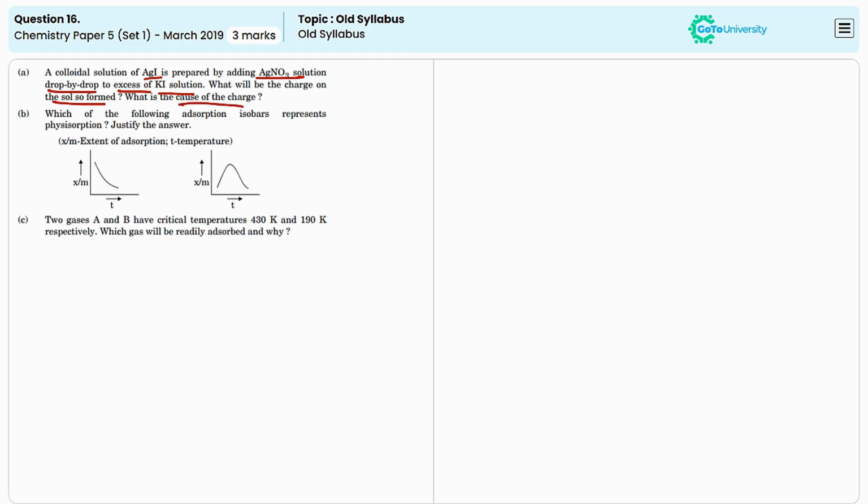When silver nitrate solution is added to potassium iodide solution, the precipitated silver iodide will adsorb the iodide ions from the dispersion medium and negatively charged colloidal particles will be produced. When the potassium iodide is in excess amount, the iodide ions will be adsorbed on the surface of silver iodide particles and they will give them a negative charge.